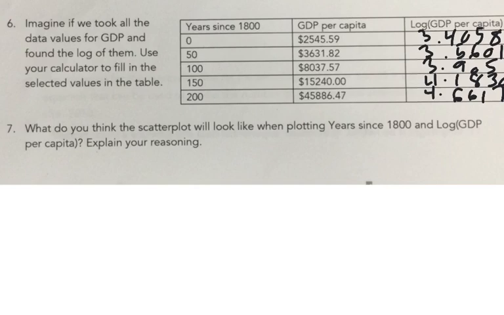Okay, let's think about seven together. What do you think a scatter plot would look like if I plotted all the years as the X and the log of the GDP as the Y? So my original graph that I looked at up above was what? It was the years as the X and the GDP as the Y. What shape did it take? It was exponential.